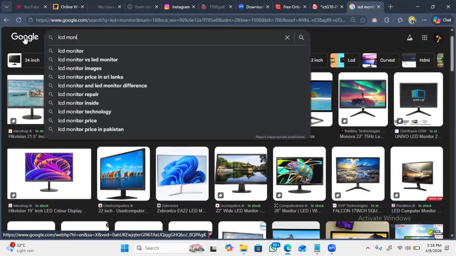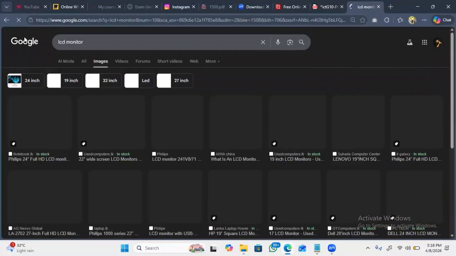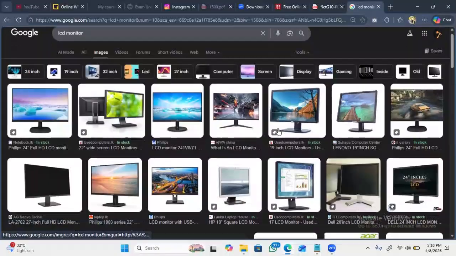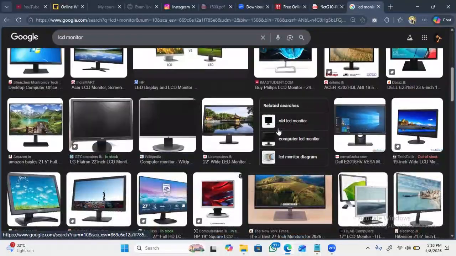LCD monitors are cheap, huh? LED monitors are expensive. LCD are cheap. See, this is LCD. See, sir, no difference. No, there is a difference. The quality is the difference. Picture quality is the difference.